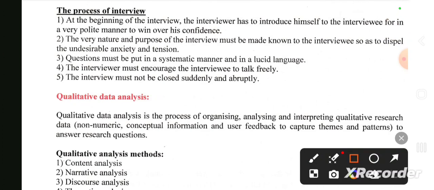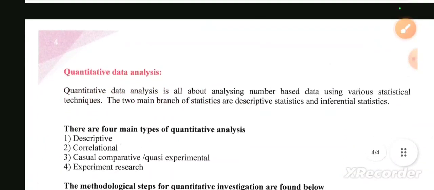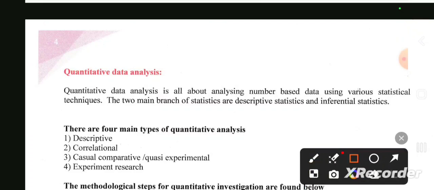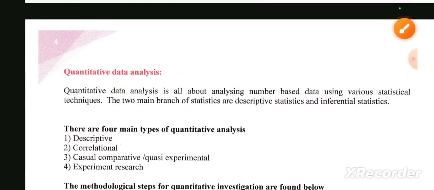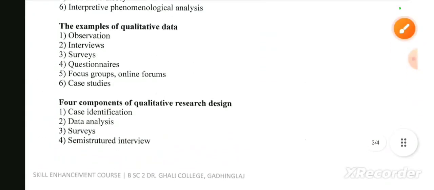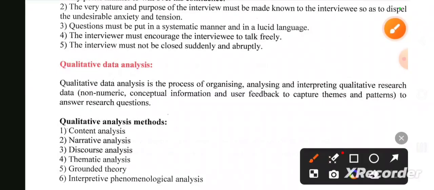See, there are two methods. One method we call qualitative data analysis, and the other method is quantitative data analysis. So what is the difference between qualitative data analysis and quantitative data analysis? Qualitative data analysis is the process of organizing, analyzing and interpreting qualitative research data. Data which is non-numeric, conceptual information, is called qualitative data.